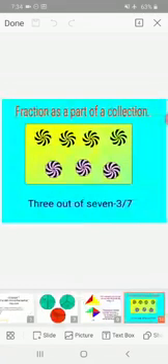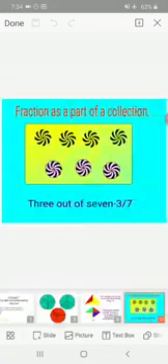Now if you see, fraction is nothing but part of a whole. Sometimes we can take fraction as a part of a collection. Here I have collected some flowers. Here are a total of 7 flowers. So 7 flowers altogether is also called a collection.